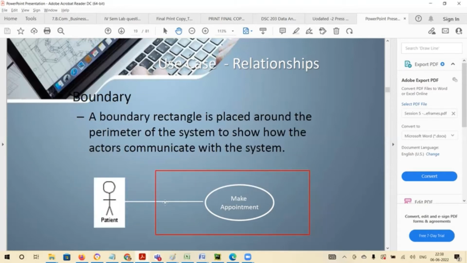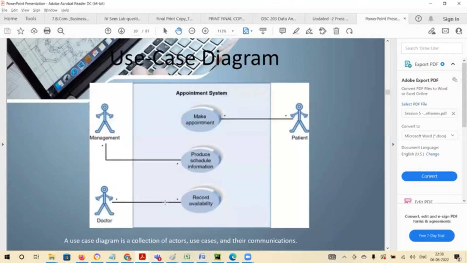Then you put a boundary around it, indicating that it is the system that you are going to develop. So the boundary indicates the system that you are developing. This is an example. You have make appointment, patient. Produce schedule information: management wants to know how many appointments there are for today, so they can print the appointment sheet. So produce schedule information is one use case, one scenario, and management can produce it.